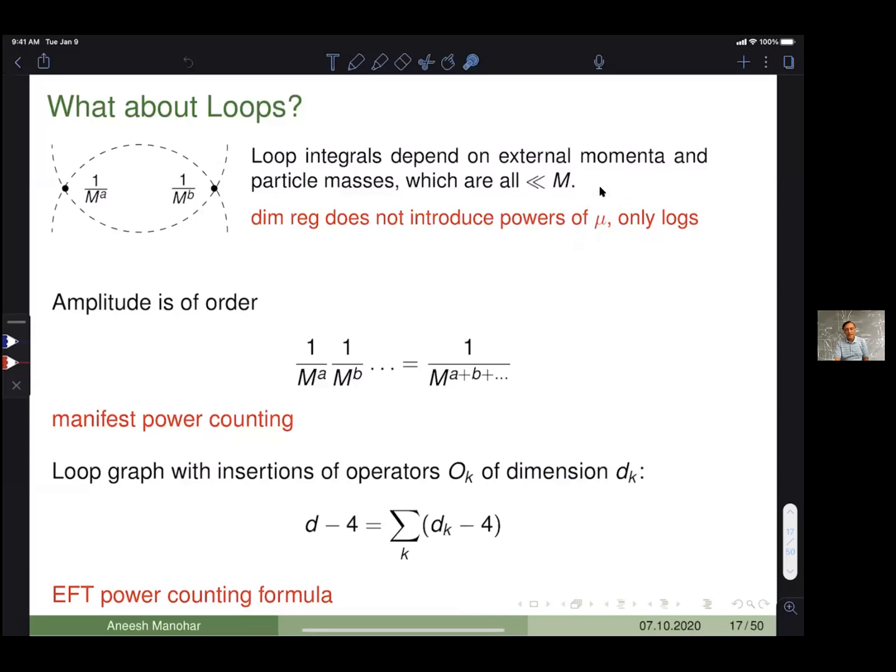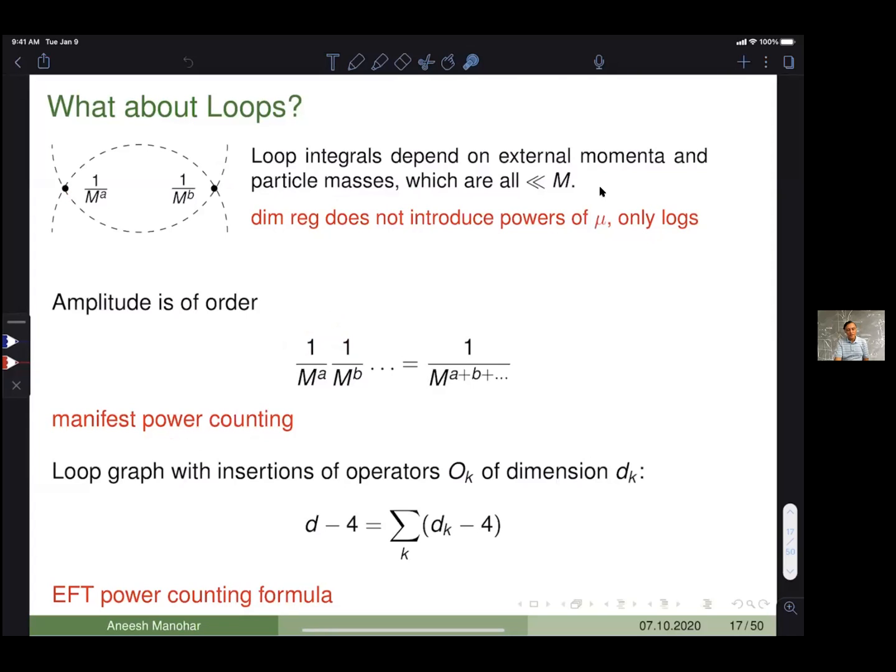So directly by dimensional analysis, if you have powers of 1 over M_A and 1 over M_B in the denominator, all you can get in the numerator are low energy scales. Therefore, a graph like this automatically has an amplitude which is of order 1 over M_A times 1 over M_B, with something on the top to make up the dimensions, which is the momenta P we're worrying about. So this is what I mean by manifest power counting. You just add up the inverse powers of M. If you had 20 vertices, you just add up the powers of 1 over M in all of those vertices, and that's the order of the graph.